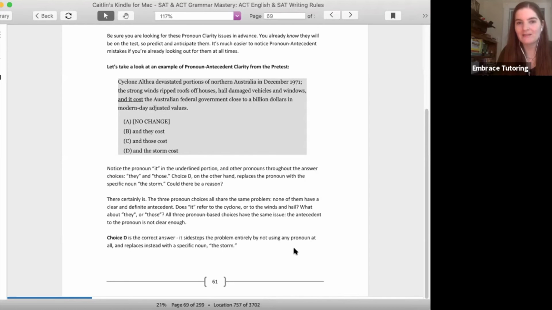Okay, so "storm" is being inserted here, and the storm cost the Australian federal government close to $1 billion in modern day adjusted value. So it's not only clarifying what is happening, it's still containing that verb that we need. We're clarifying what's being done, but we're focused more on the specific noun here rather than an ambiguous pronoun. Okay, does that make sense? Yeah, okay.